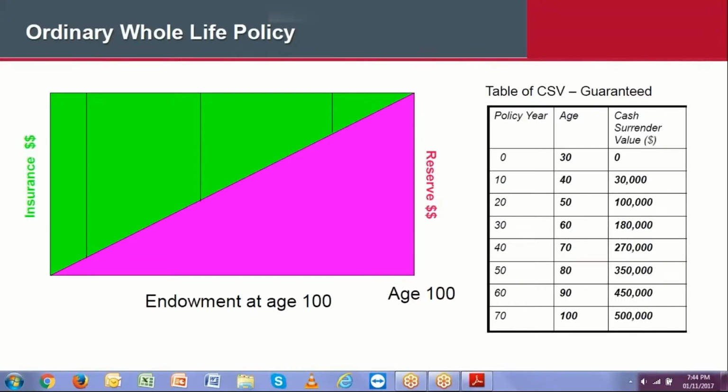And as Canadians, we tend to like that kind of stuff. We like guarantees. We like to know where we stand. We like to know what our premium is. We're very conservative in that area. So whole life insurance is an excellent product for that kind of consumer that really would like to know where they stand all the way through.